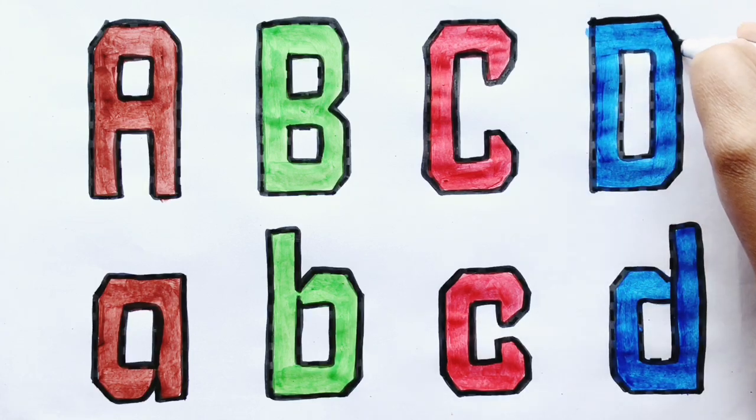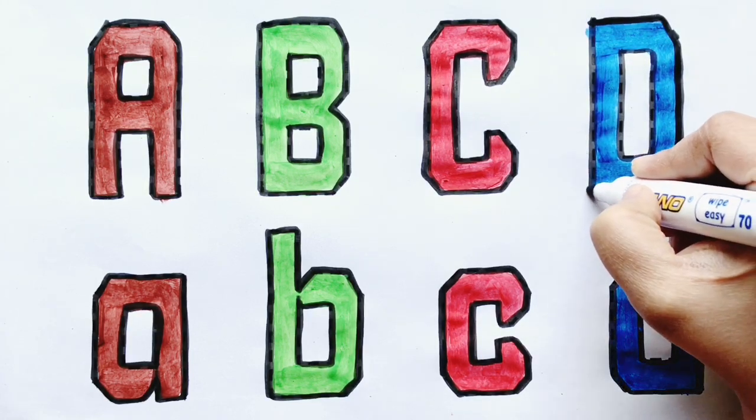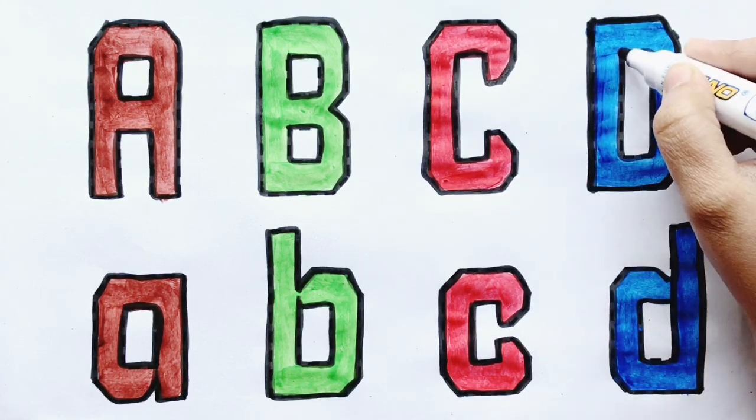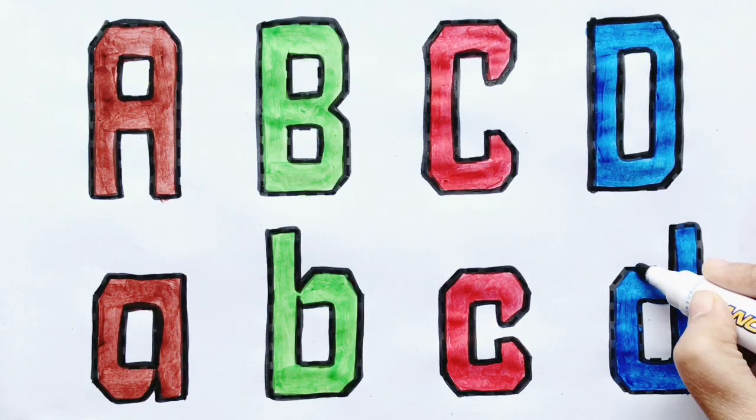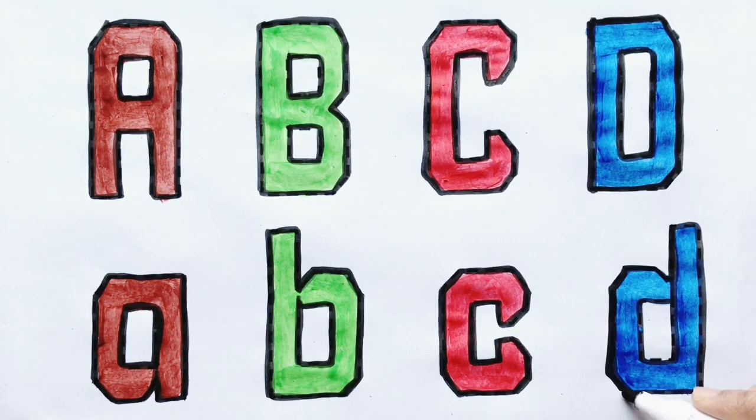1, 2, 3, let's go. ABC, count the rhythm and 1, 2, 3. We're singing all together.